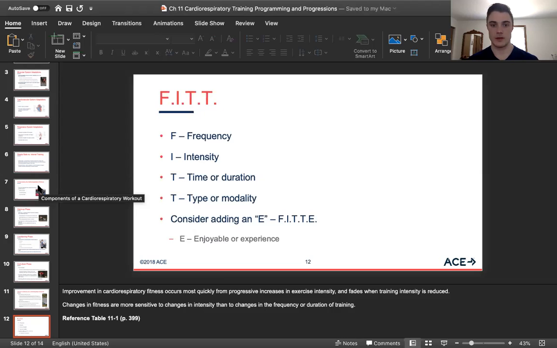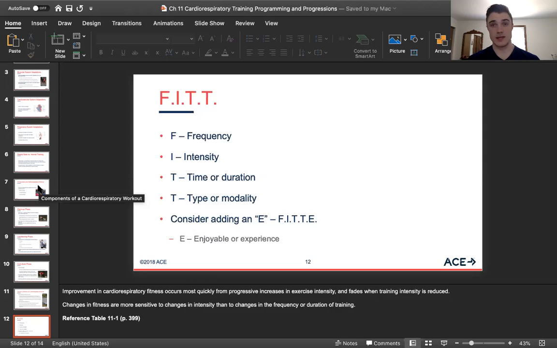Time or duration. So let's say we want you to do it for 20 minutes, and then type or modality. This could be walking at an incline on a treadmill. It could be walking outside. It could be riding your bike. It could be swimming. It could be anything. And then they added an E at the end for enjoyable.